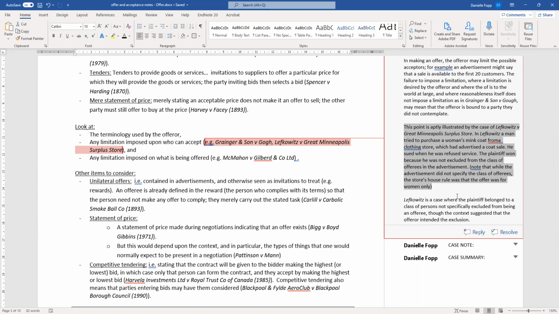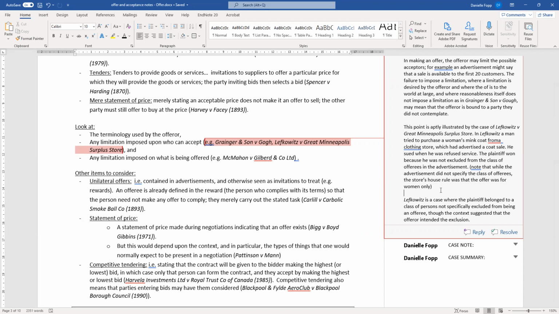It's like prepping for the exam, and putting in that time beforehand pays off in dividends during the exam when you're struggling to put your words together. So here we've got, this point is aptly illustrated in the case of, and I'm going to stuff up how to pronounce this, but we'll call it Lefkowitz.